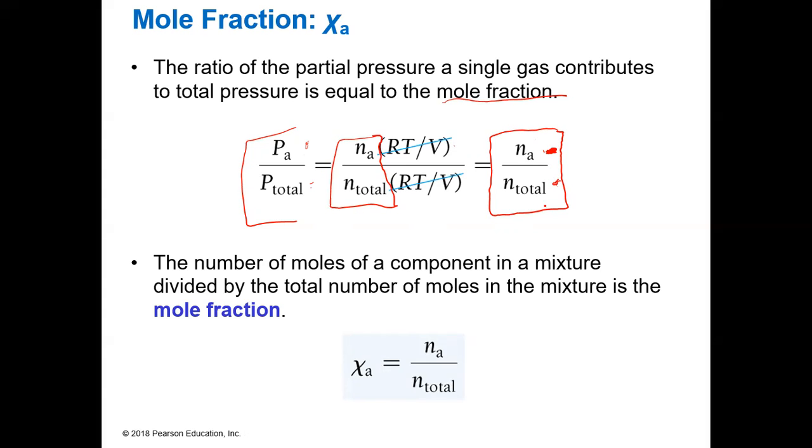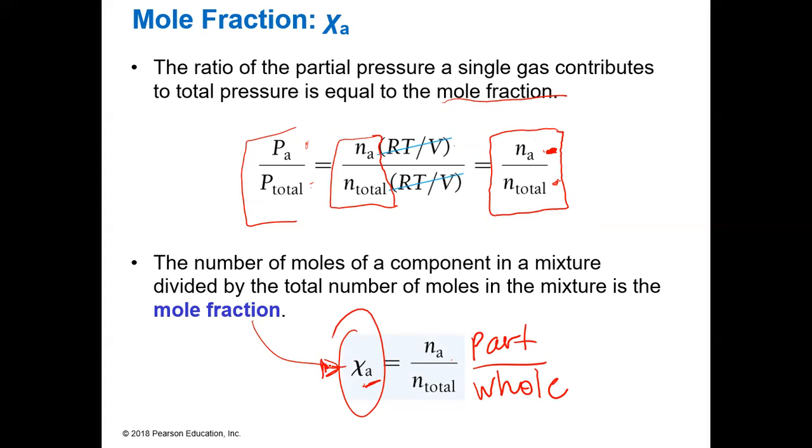So we actually have an abbreviation for that. It's this funky looking Greek symbol. And it is simply part over whole. That's what a fraction is. The part I'm interested in over the whole thing. So if I want the mole fraction of, say, substance A, it's A's moles divided by total moles. This is known as the mole fraction.